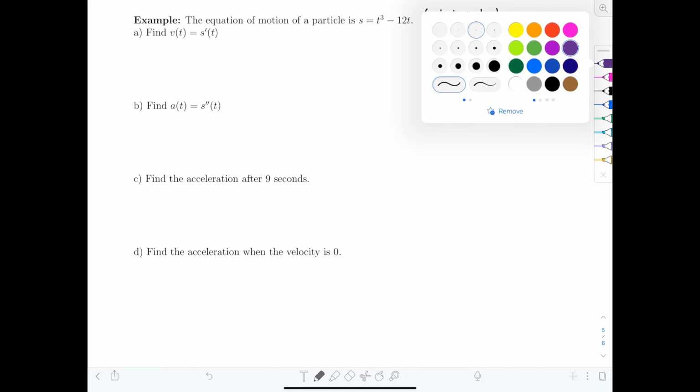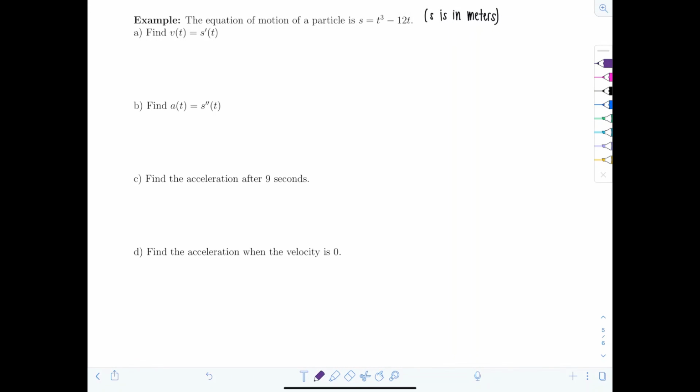So we can go ahead and differentiate really easily now, term by term. V of t is going to equal the derivative of t cubed, which is 3t squared, and then the derivative of -12t is just -12. So there's the velocity function.